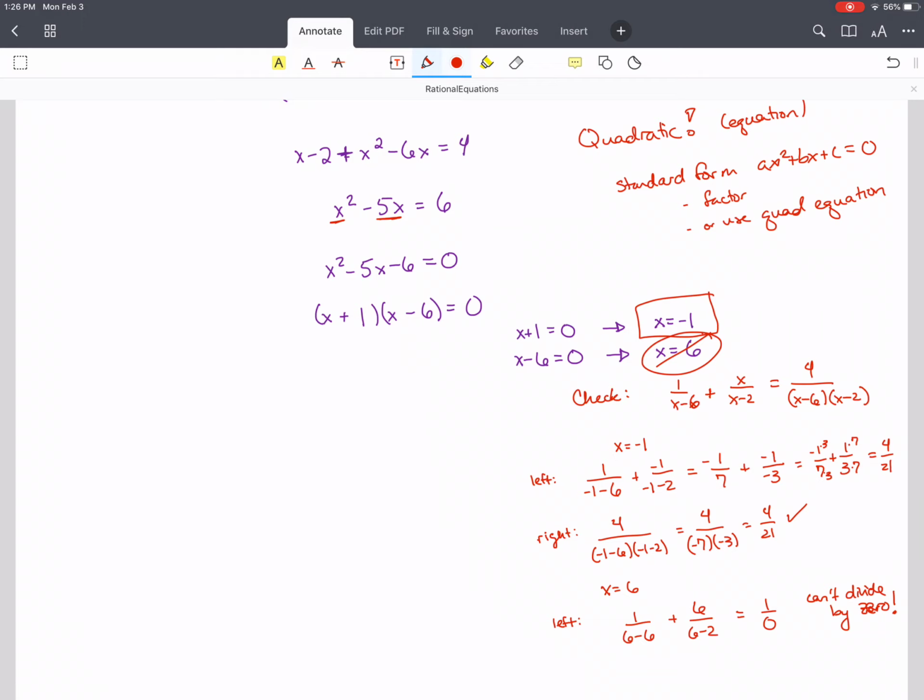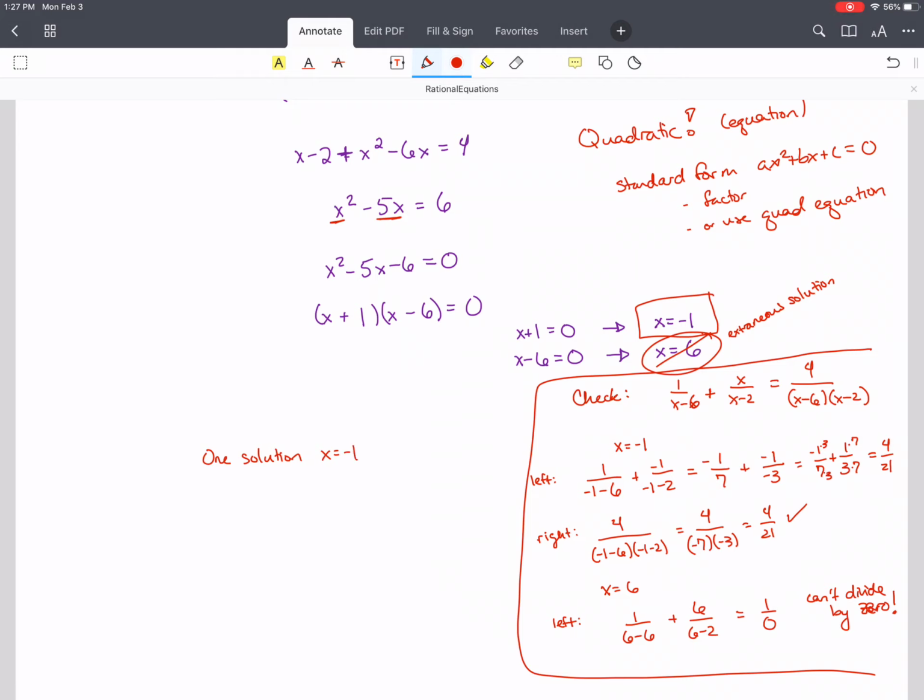So we call this an extraneous solution. It became a solution to the quadratic, but it's not a solution to the rational equation. And so I only have one solution to the rational equation, x equals -1.